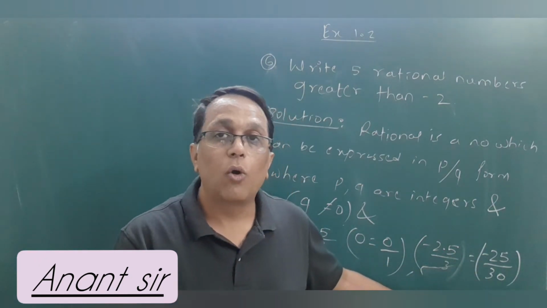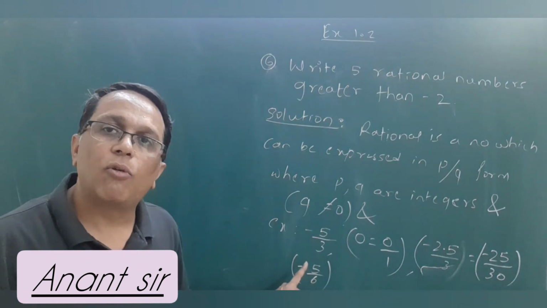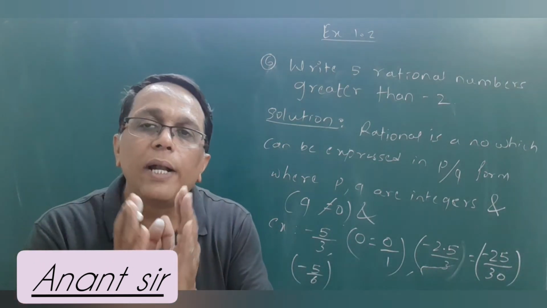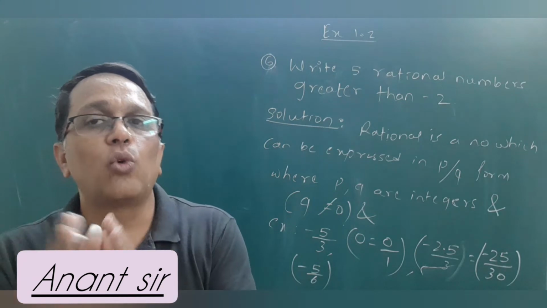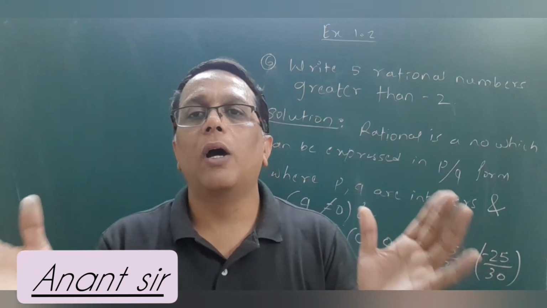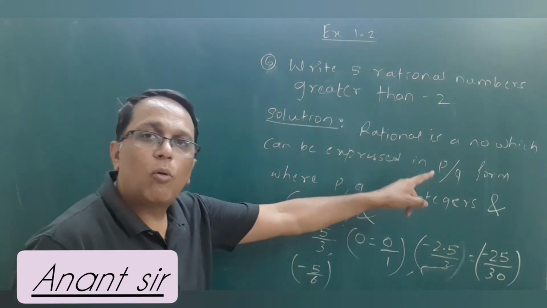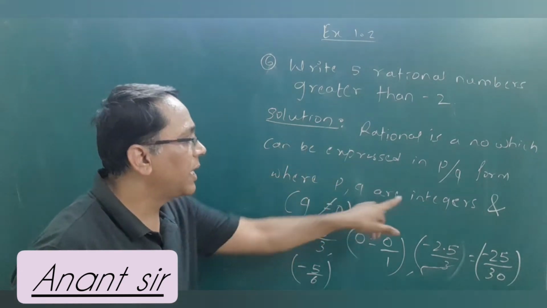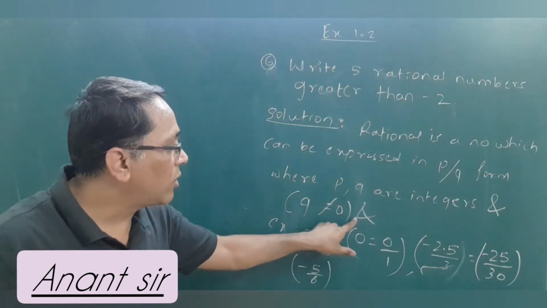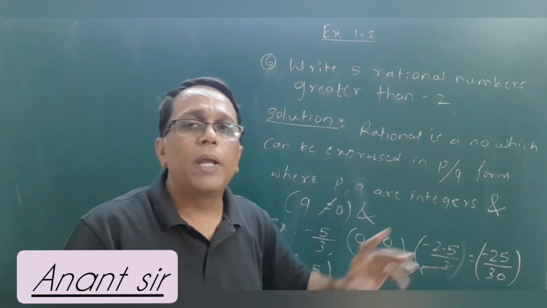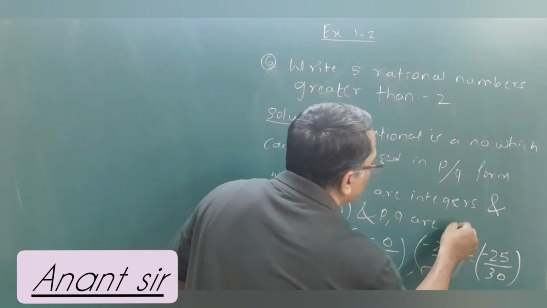25 and 30, the common factor was 5 also, right? So the rational number has to be in the simplest form. That means they should be co-prime integers. What is co-prime now? Co-prime numbers are those numbers which do not have any other common factor other than 1. Okay, so rational number is a number which can be expressed in the form of P by Q, where P and Q are integers. In place of integers, I can write co-prime integers. Okay, where Q is not 0, and now also I can write where P and Q are co-prime.